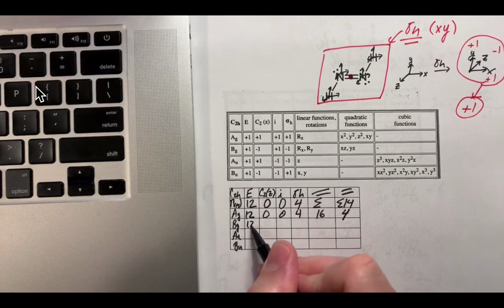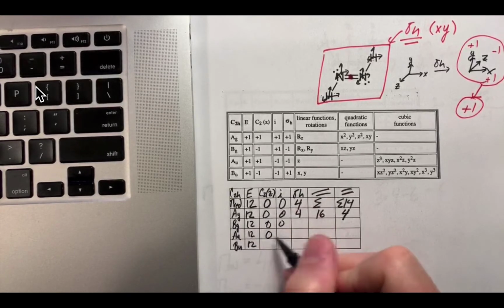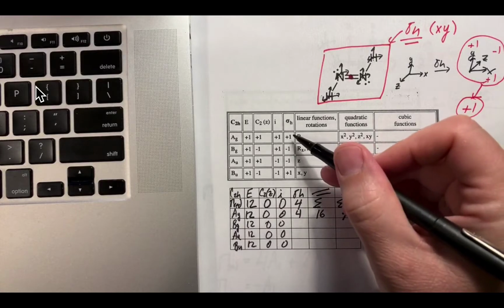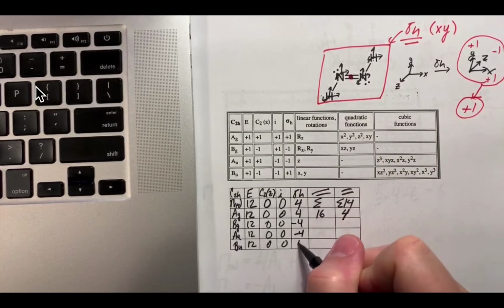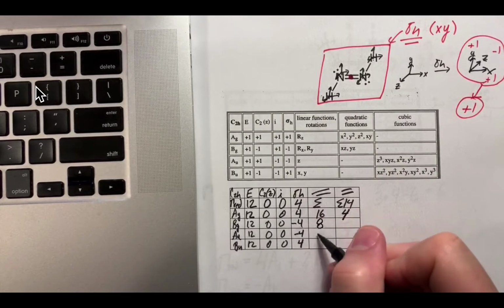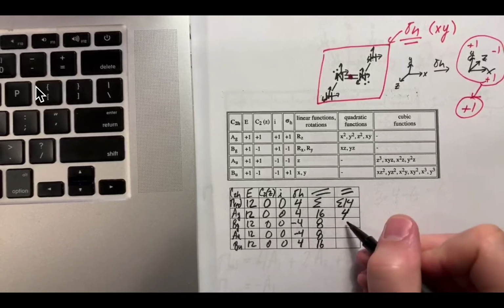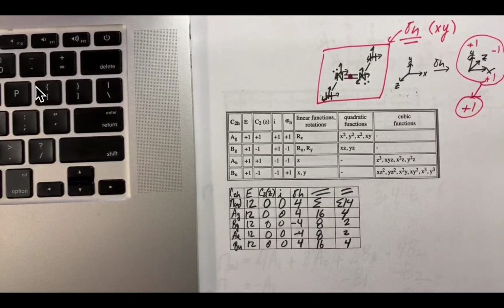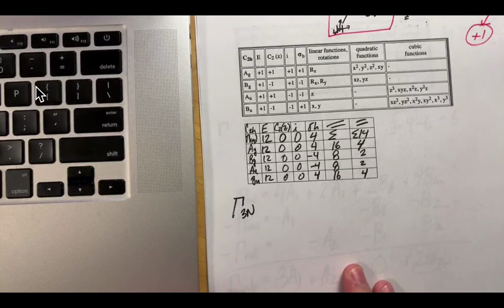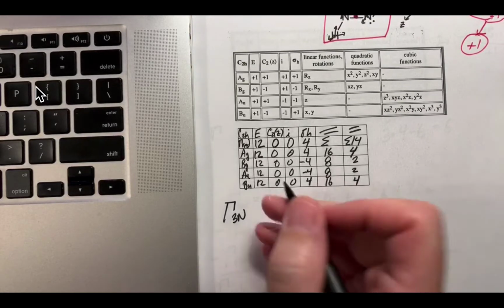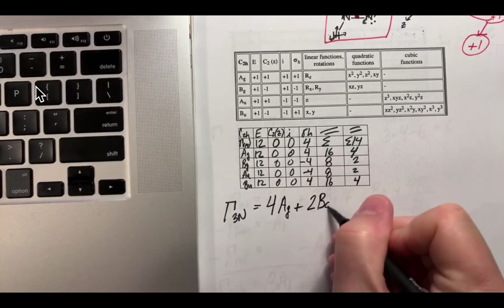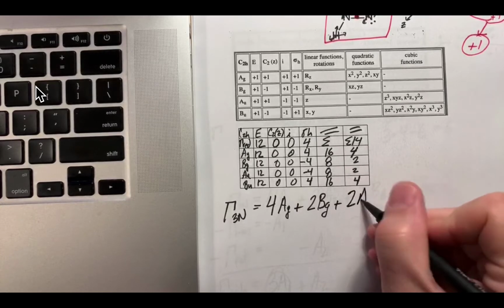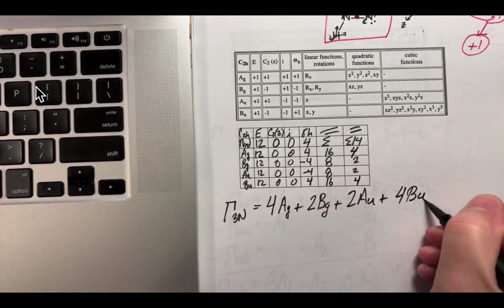All right, so again, I'm going to follow the pattern. 1, 1, 1, 1, 12, 12, 12, 12. Zeros. So 1 minus 1 minus 1, 1. 4 minus 4 minus 4, 4. 8, 8, and 16. 2, 2, 4. Okay, so my gamma, I'm going to call this 3N. So this is all of the rotations, translations, vibrations of the molecule. There's 4 Ag plus there's 2 Bg plus there's 2 Au plus there's 4 Bu.